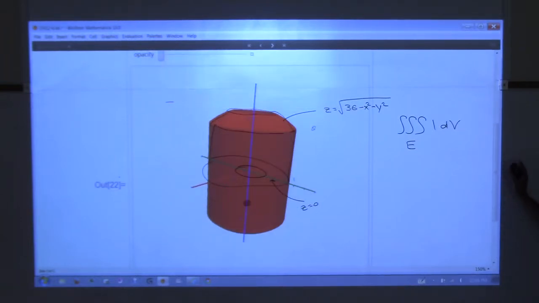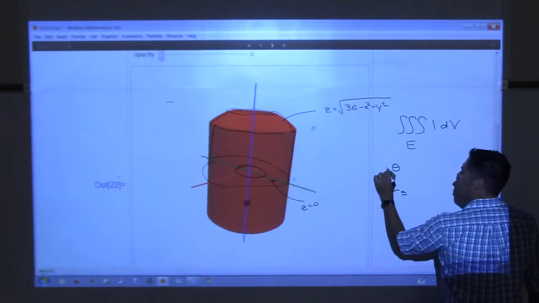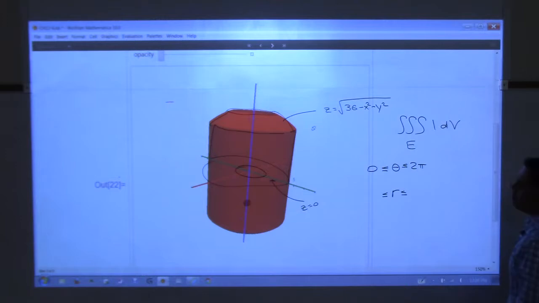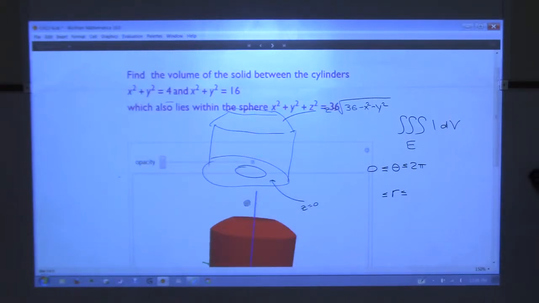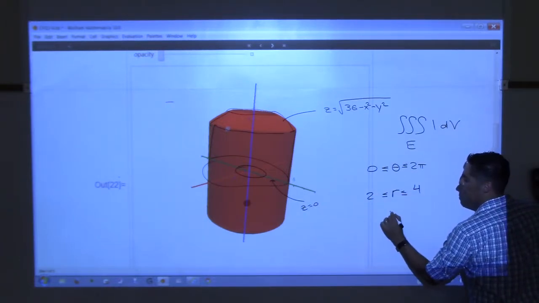Am I moving too fast through this, or are y'all good? You're good? What about the shadow on the ground? You would have your theta and your r restrictions. Can you tell me my theta and r restrictions? Theta is 0 to 2 pi, because I'm going to go all the way around again. Let's look at our cylinders. It was radius 2 and 4. So my radius is going to go between 2 and 4. And what about my z's?